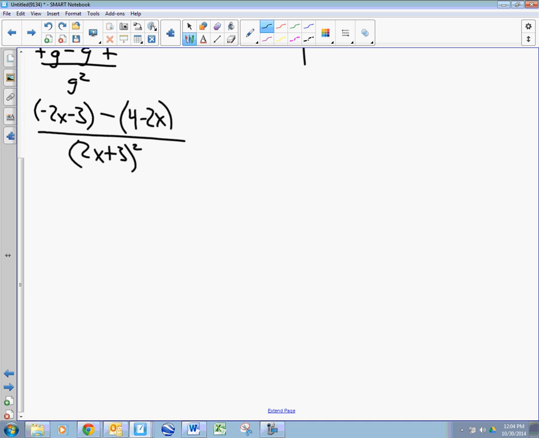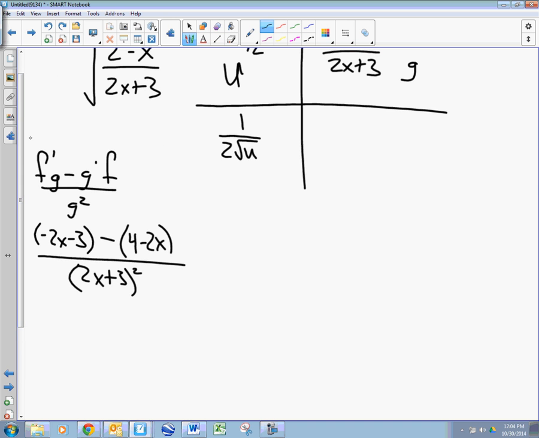Okay. Negative 2x minus the negative 2x cancels out. Negative 3 minus 4. Negative 7. So I have negative 7 over 2x plus 3, that quantity squared.